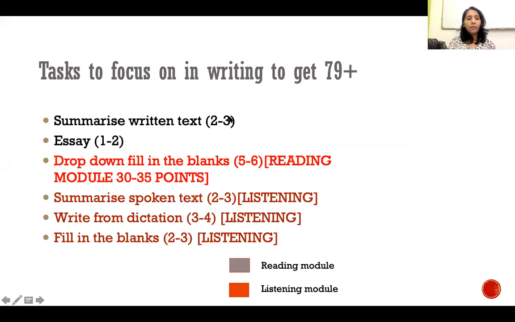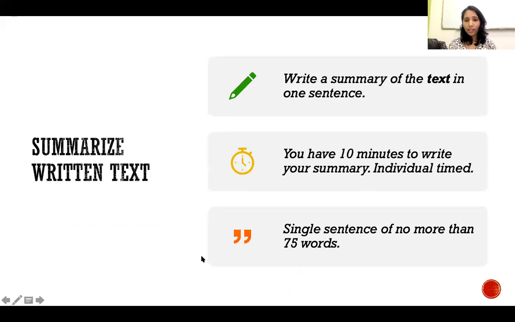You get it from your writing questions, which is your SWT, your summarized written text. You get it from your essay. You also get it from your reading module. So this particular question type, drop down fill in the blanks, which is also called reading and writing fill in the blanks, gives you about 30-35 points. And then your write from dictation, summarized spoken text, fill in the blanks. All these are important for your writing. So this is how you get your writing points.